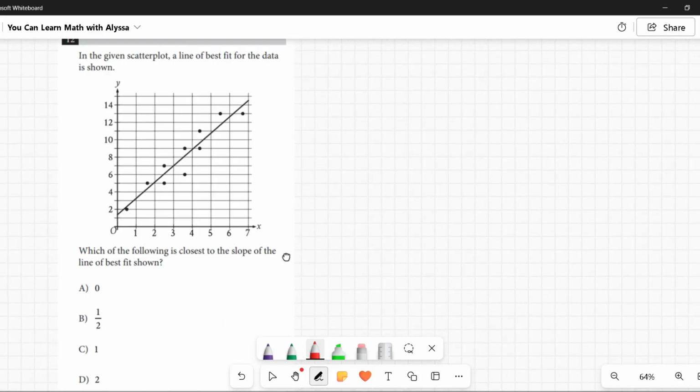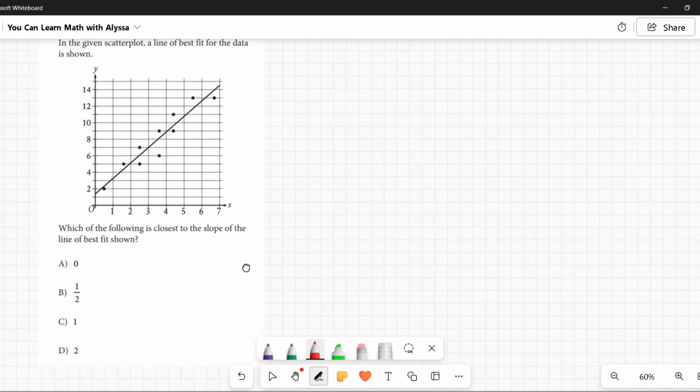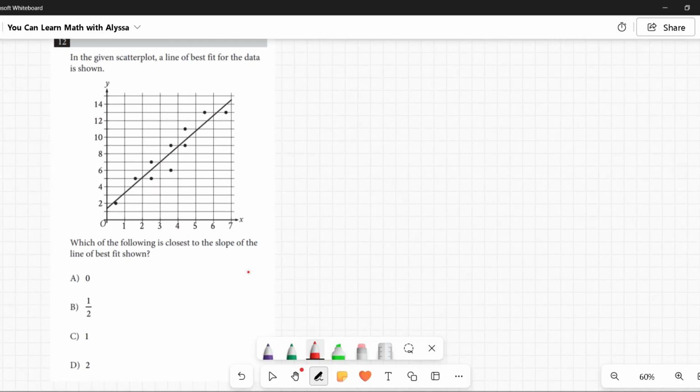Let me zoom out a little bit so we can see all the lines and all the options. In the given scatter plot, a line of best fit for the data is shown. Which of the following is closest to the slope of the line of best fit shown? They love lines of best fit, but you do not have to know how to draw a line of best fit. If you are in a statistics class, that may happen. That does not happen on the SAT.